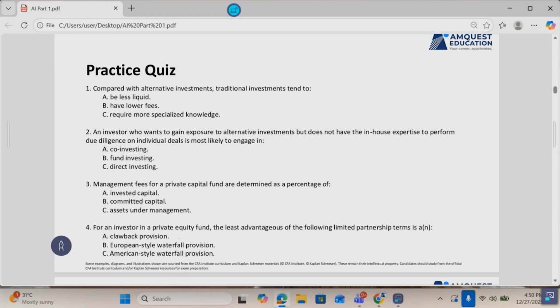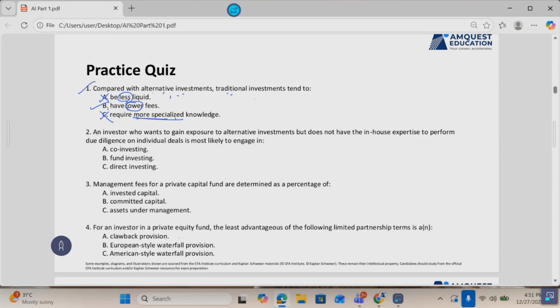So let's start. Compared to ordinary investments, traditional investments tend to be less liquid, lower fees, or require more knowledge. What's the right answer? What do you mark, guys? It's the other way around. Are traditional investments less liquid? No, they are more liquid. You can sell easily. Real estate is less liquid. Do traditional investments require more special knowledge? No. Ordinary investments require more special knowledge. Are they lesser fees? Yes. Ordinary investments charge higher fees, traditional charge lower fees. So the answer is B.